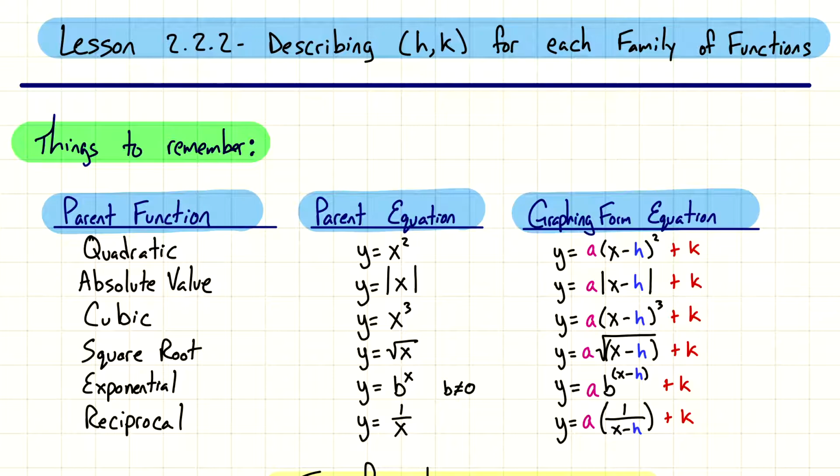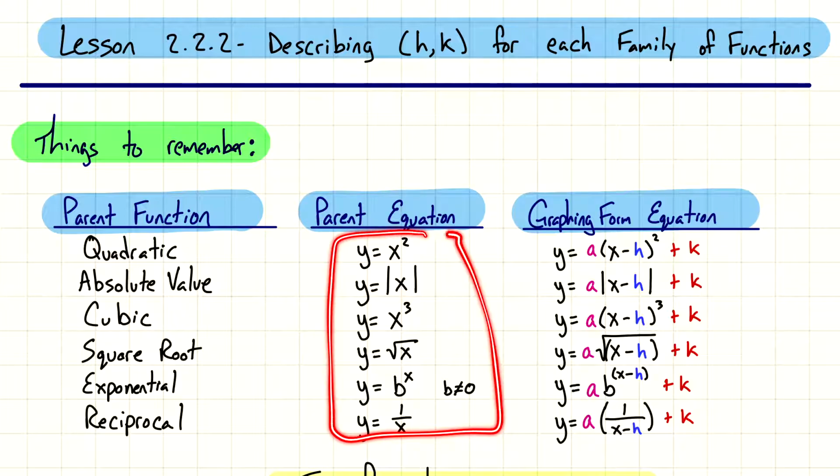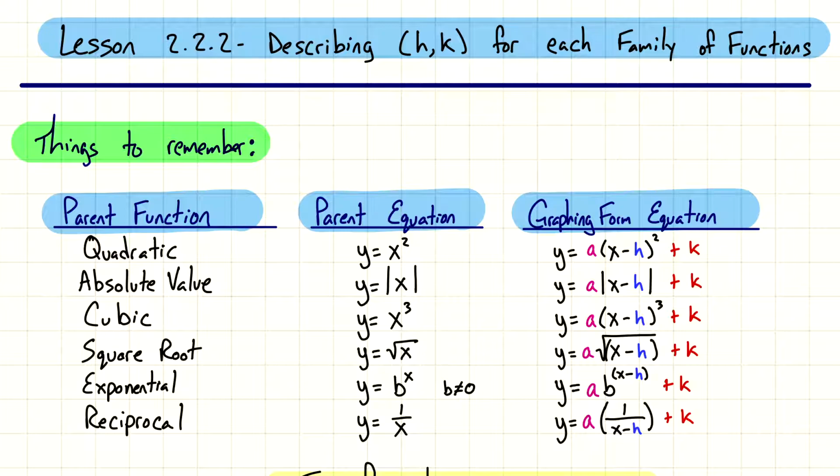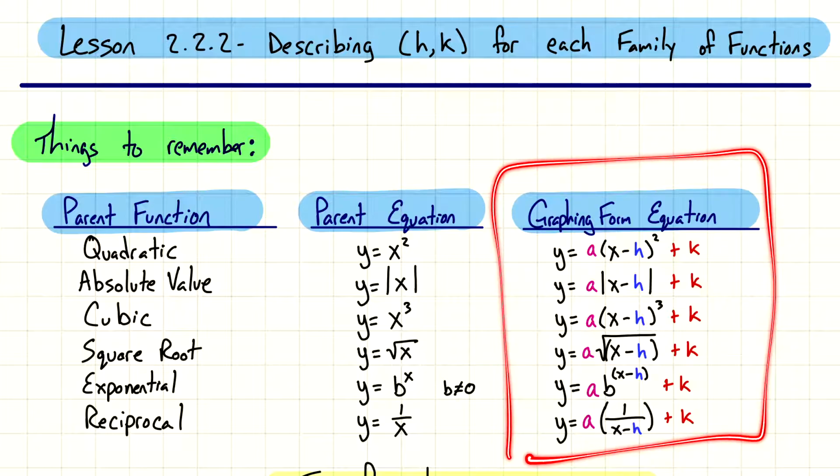So definitely things that you need to know are the names of the parent function and the parent equation, which would be all these equations where the h and k values are both equal to 0 and the a value is equal to 1. And then the graphing form equation actually shows you where the a, h, and k values are within the equation.